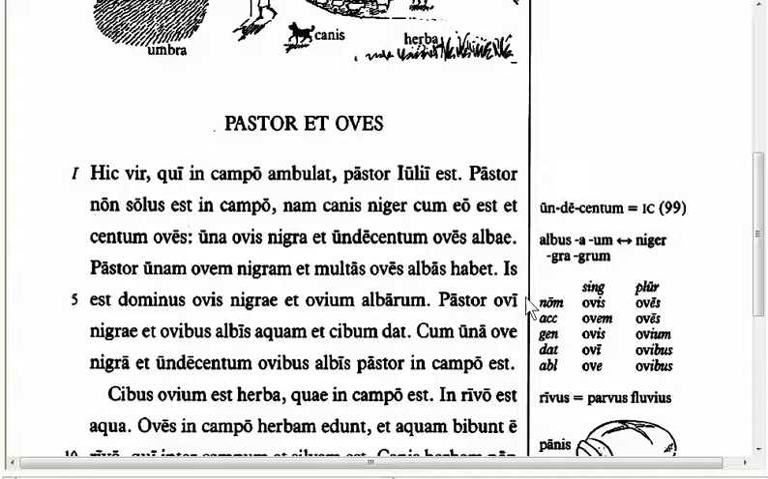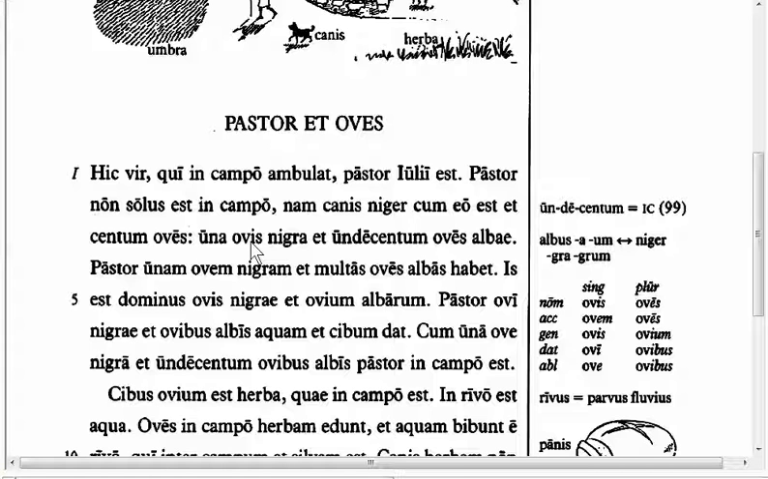The case, number, and gender of ovis here in the third line: it is nominative, singular, and feminine. As you look at other words in the third declension, you're going to see all three genders represented, masculine, feminine, and neuter. So you need to pay close attention to the adjectives that go with the noun. Next to ovis, we have una nigra, one black sheep. We know from our previous chapters that this is feminine, and so when it goes with ovis, we know that ovis is also feminine.